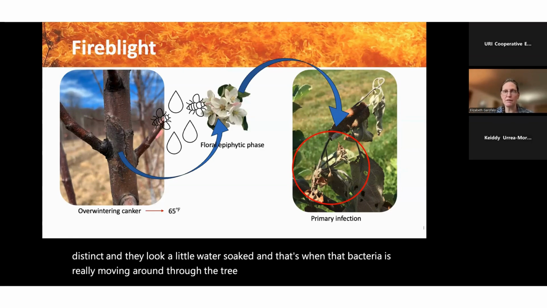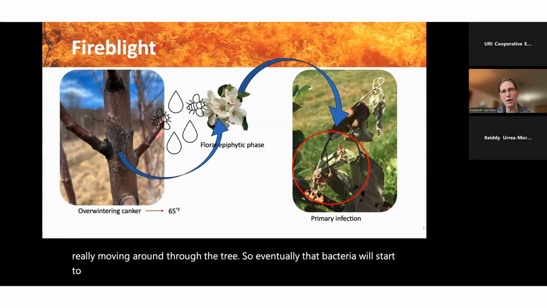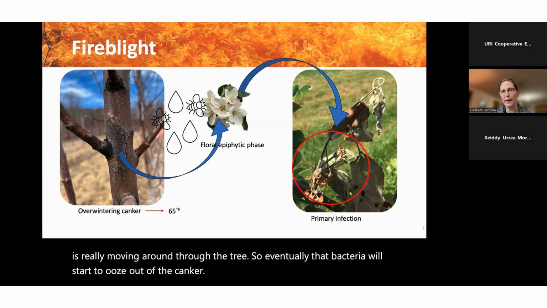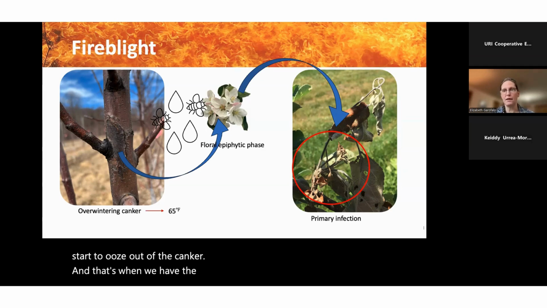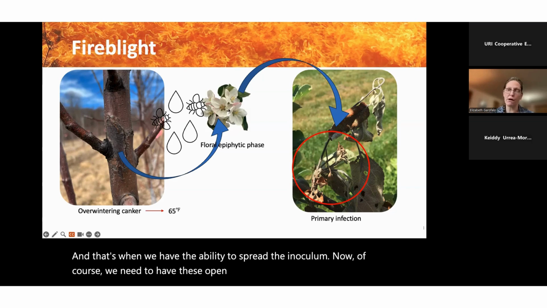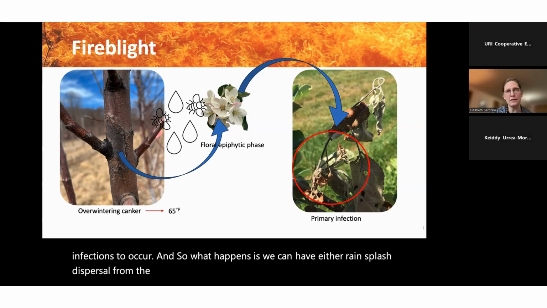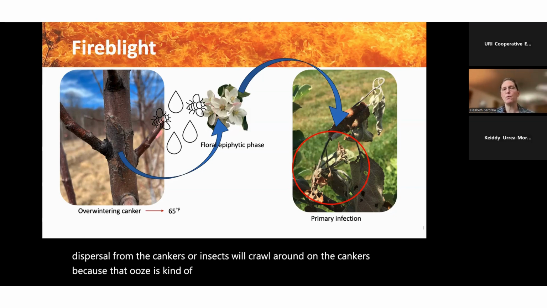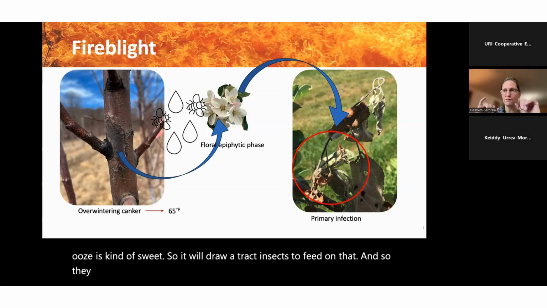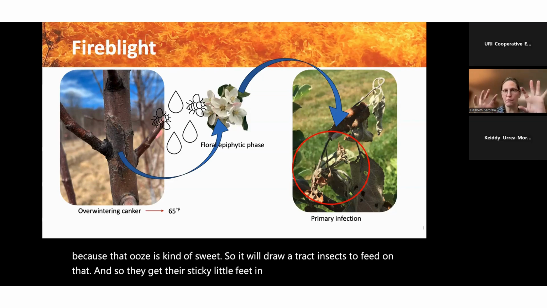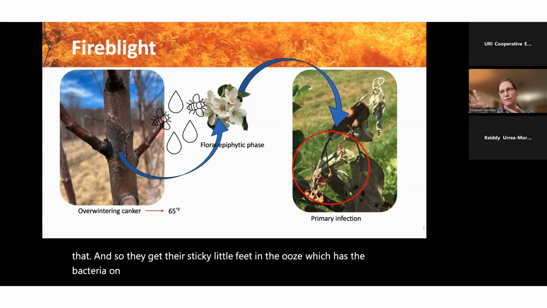Eventually that bacteria will start to ooze out of the canker. And that's when we have the ability to spread the inoculum. Now, of course, we need to have open flowers in order for our initial infections to occur. What happens is we can have either rain splash dispersal from the cankers, or insects will crawl around on the cankers because that ooze is kind of sweet. So it will attract insects to feed on it. They get their sticky little feet in the ooze, which has the bacteria on it, and then they'll fly over to the flowers.